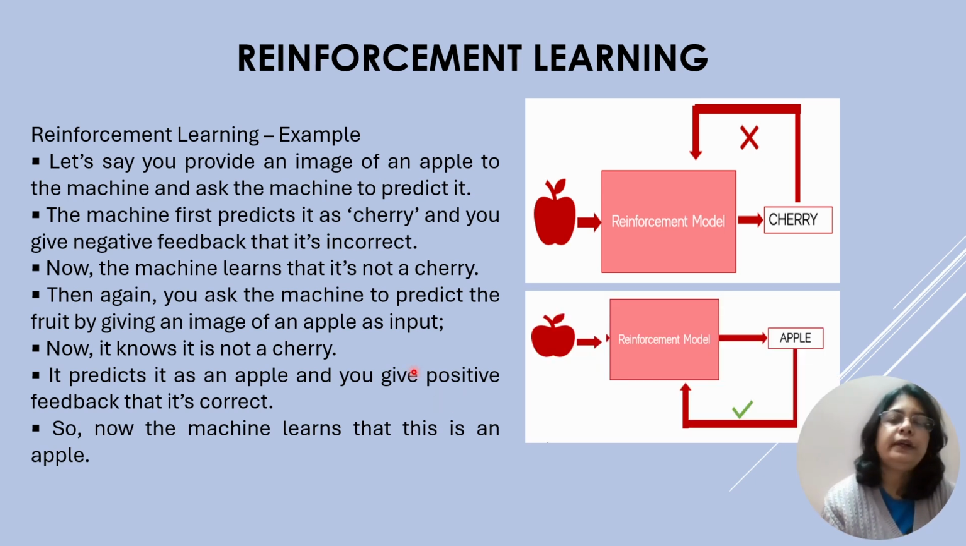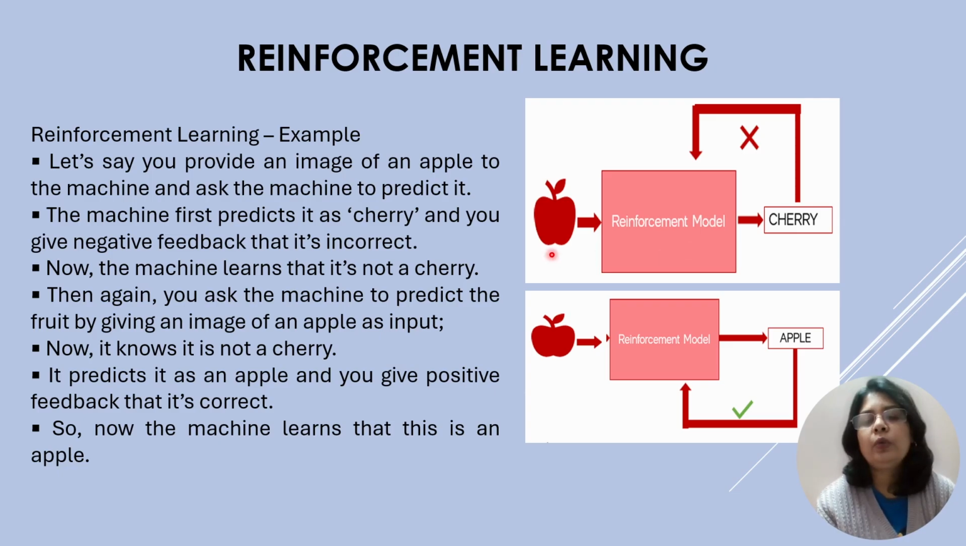So reinforcement learning, this is the model. Given a picture of an apple, it is predicting it is a cherry. The feedback is given as wrong, it's not a cherry. So next time an apple is given, maybe it will predict it's a strawberry, again wrong. But when it says it's an apple, we give it positive feedback. So now it has learned that this type of object is an apple, and next time it's asked, it will surely mention that it's an apple. So parking in different conditions, robot walking, all these come under reinforcement learning.